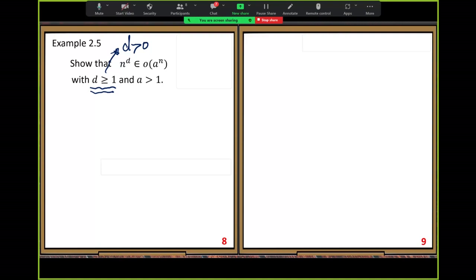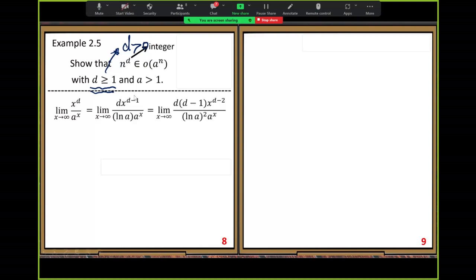So let's use the limit way to show it. Let's take the ratio of these two functions. Yeah, integer. Later, we may want to remove the integer assumption. First, let's assume the positive integer. So let's consider this continuous variable version of the ratio of the two functions.